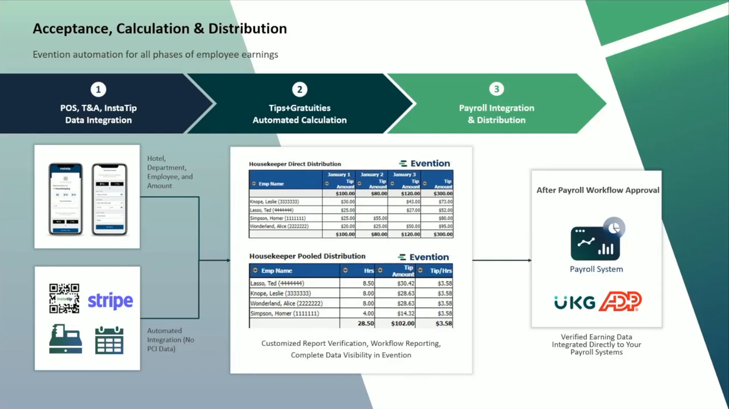Now, the InstaTip data is then integrated into our own Tips and Gratuities solution, which allows for automated calculation and distribution and ensures payroll integration for proper tracking, taxation, and payment of the employee tips. So as you learn more about Evention, be sure to leverage our InstaTip digital tipping solution on the front end of the acceptance process.